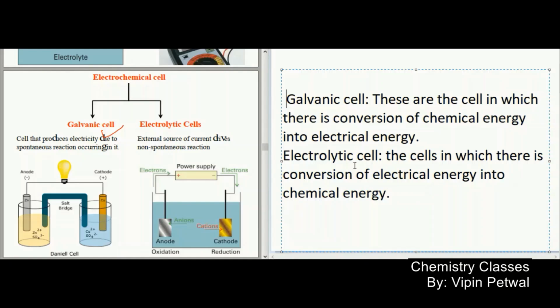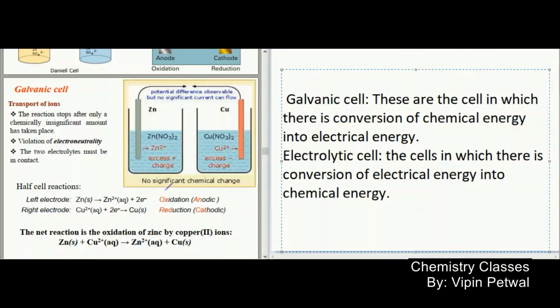Whereas what are electrolytic cells? These are just the opposite of the galvanic cell. That means these are the cells in which there is conversion of electrical energy into chemical energy. So what does it mean? It means with the help of electrical energy we are carrying out non-spontaneous reactions. Is that clear? So non-spontaneous reactions are carried out with the help of electricity. So the cells in which such a type of conversion occurs are called electrolytic cells. Is that point clear? Let's first talk about the galvanic cell.